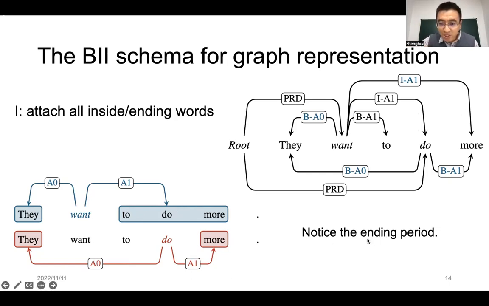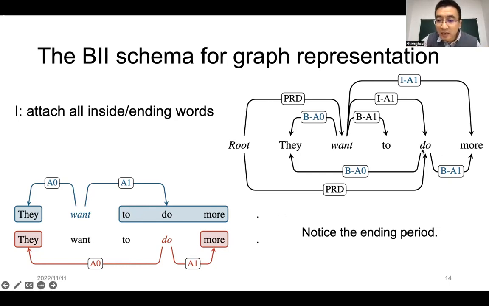Please pay attention to the ending period. You see, in this graph, since the period is not a predicate, and it's not part of an argument of any predicate, it will be left alone. This is also often the case in the graph. Okay, and this is very similar to the SDP structures.